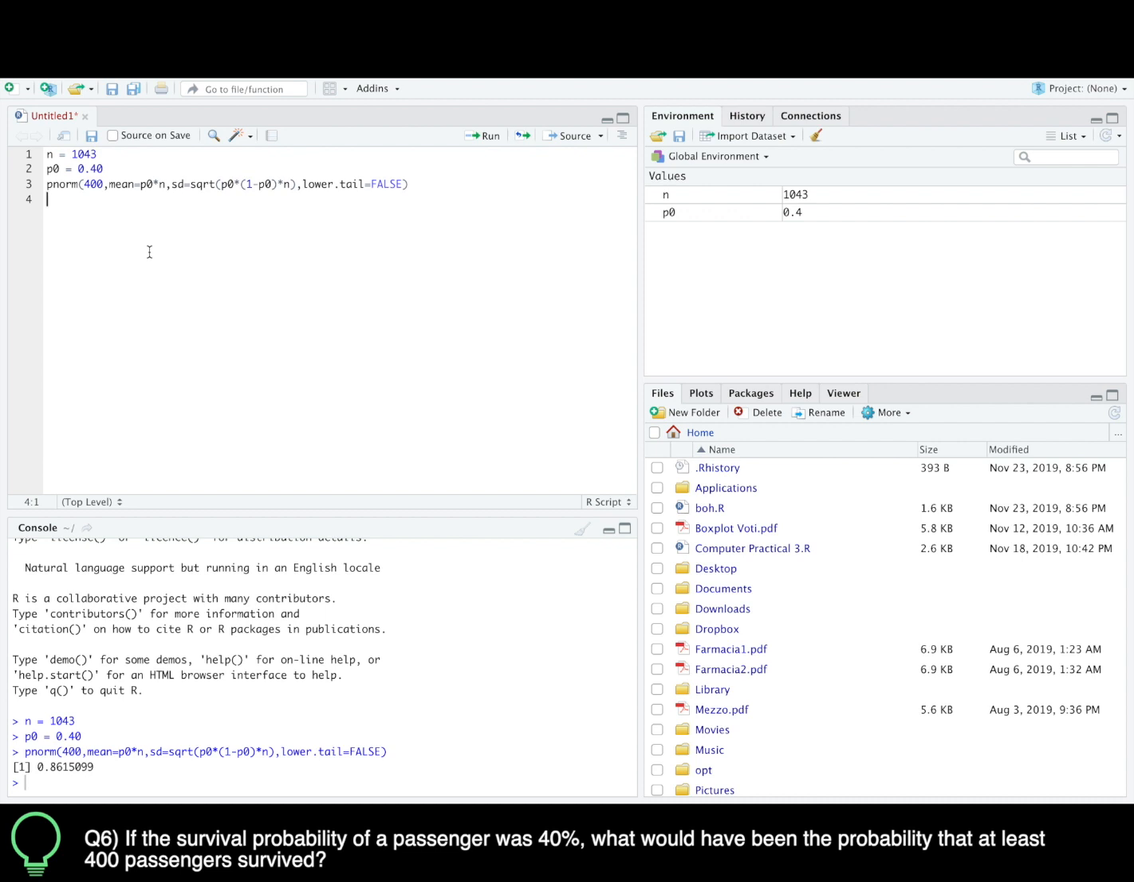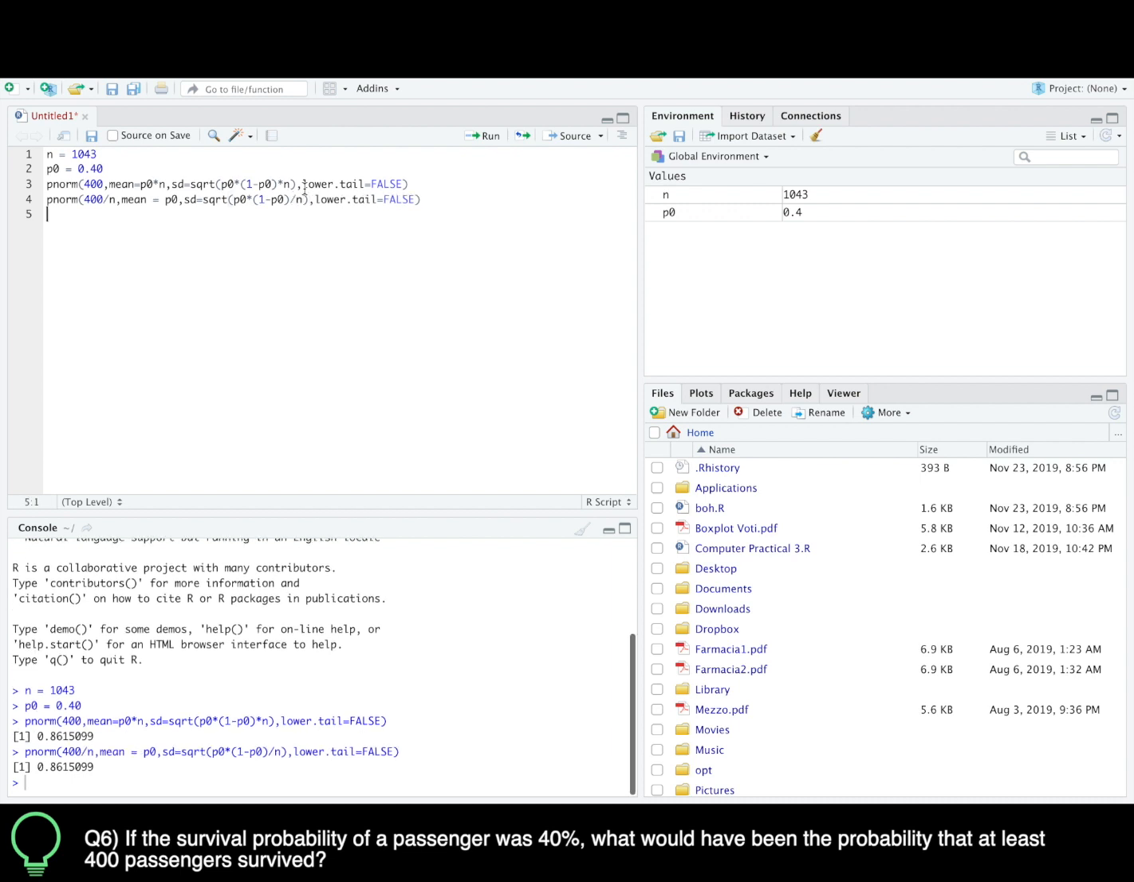Alternatively, the probability for at least 400 passengers to survive can be seen as a sample proportion, right? So I have that the sample proportion of survivals is 400 divided by the total number of passengers, and p0 is the mean, and the standard deviation will be very similar to what we have written before. I'm copying the upper tail as well, but instead of times n, it is divided by n. Okay.